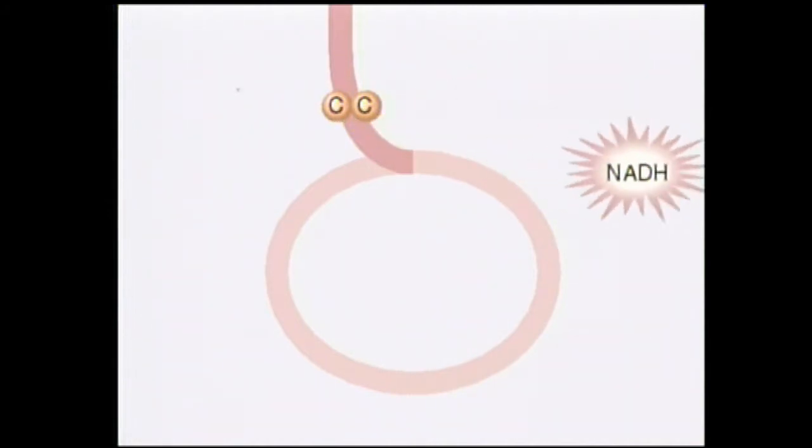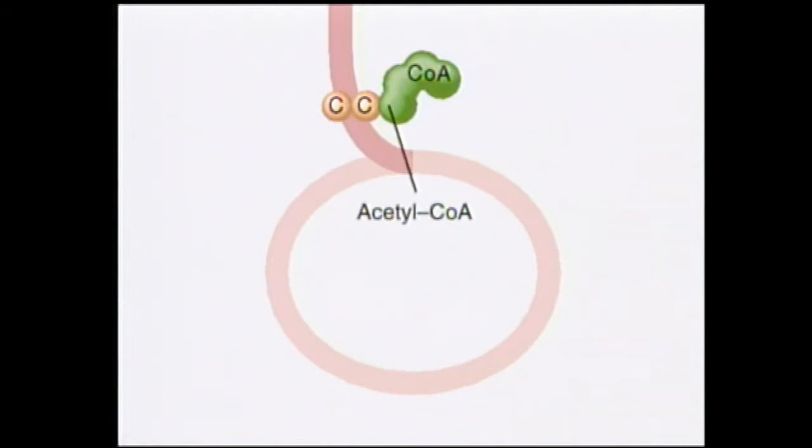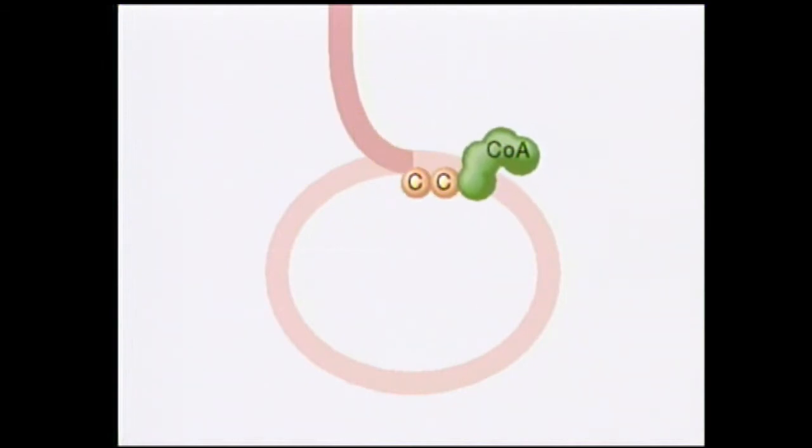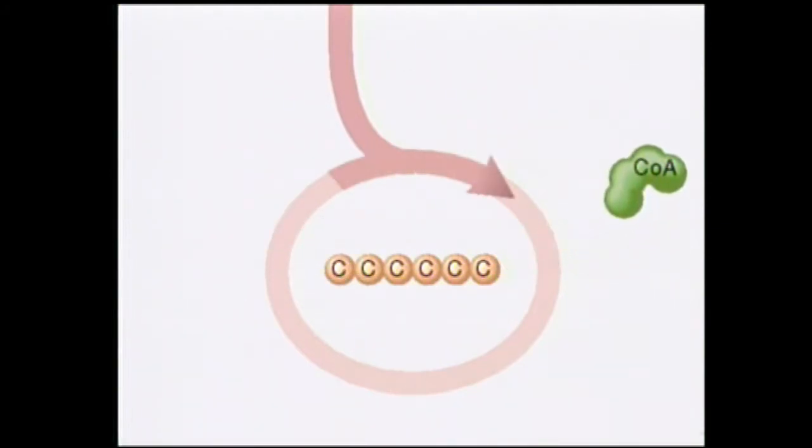NADH is formed. The 2-carbon compound becomes associated with a molecule called coenzyme A. Scientists call the resulting molecule acetyl-CoA. Acetyl-CoA enters the Krebs cycle, and the acetyl portion becomes linked with a 4-carbon compound. The result is a 6-carbon molecule called citric acid, the first intermediate in the Krebs cycle.